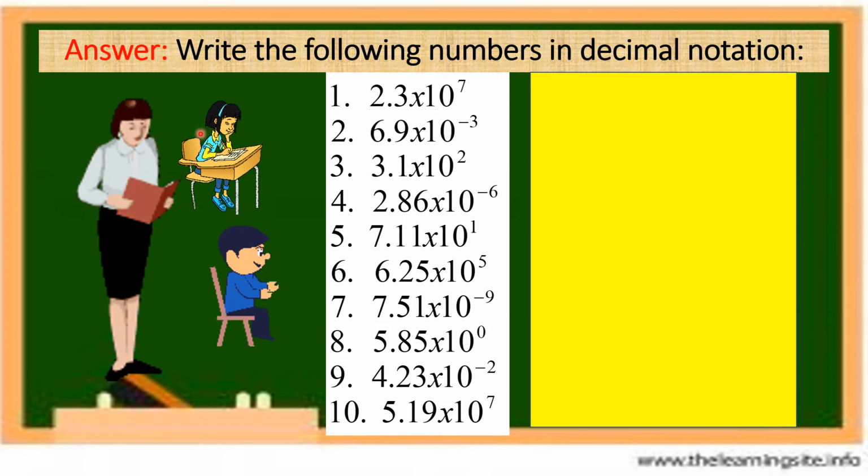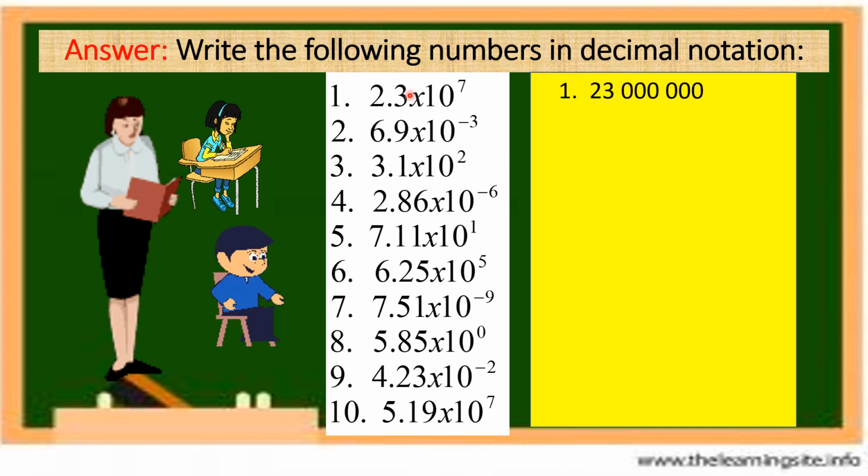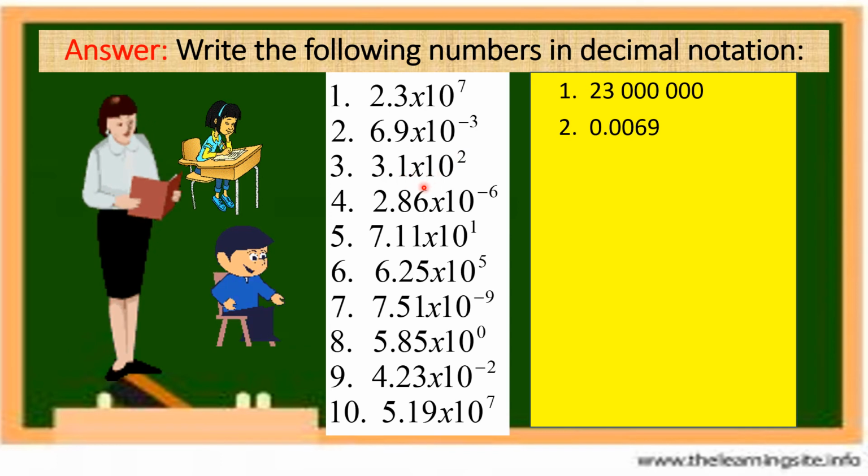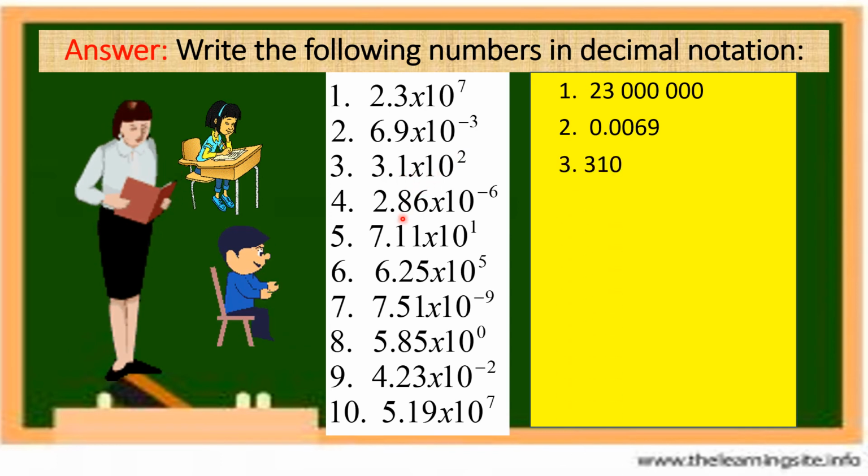Answer the problem. 2.3 times 10 raised to the 7th power. We have already 1 here. We need another 6 zeros. Then we have 6.9 times 10 raised to negative 3. We have already 1. We have 2 zeros before the decimal. We have 3.1 times 10 squared. We have 1, 2. So we have 310.